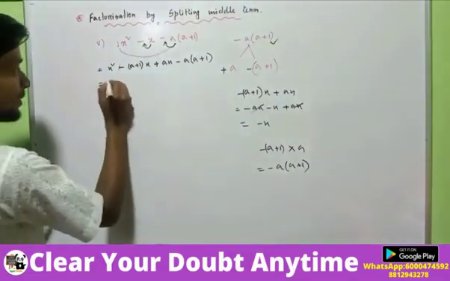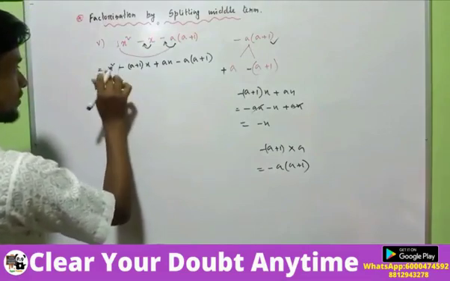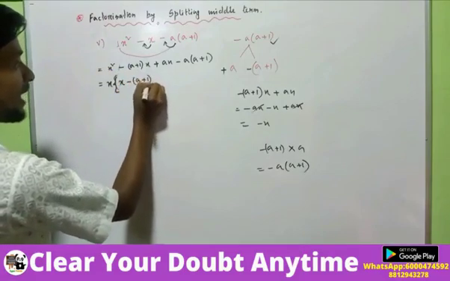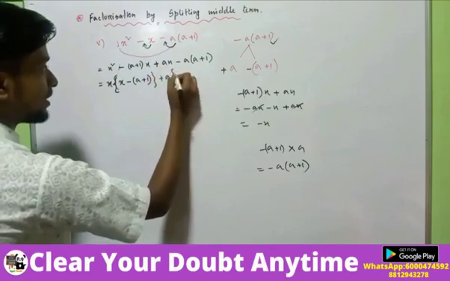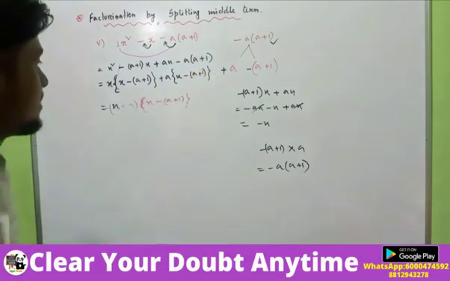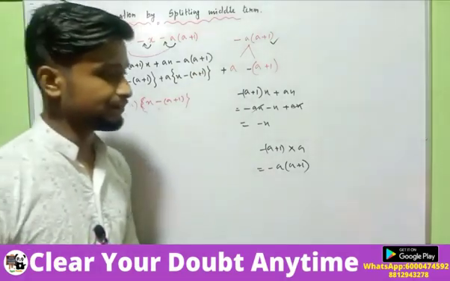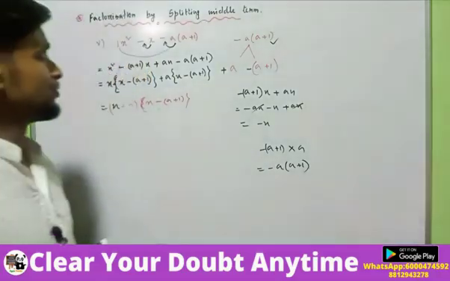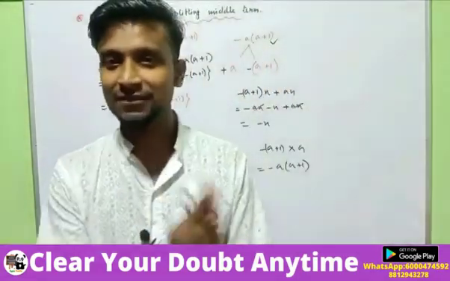So we can take common now. If we take x as common, from this term we will have x only, and from the other we will have a plus 1, because a is common here, so it will be a plus 1. So this is the factorization by splitting the middle term. We can solve many factorization questions using this method. You just need to have this concept only. It is very simple and very interesting.